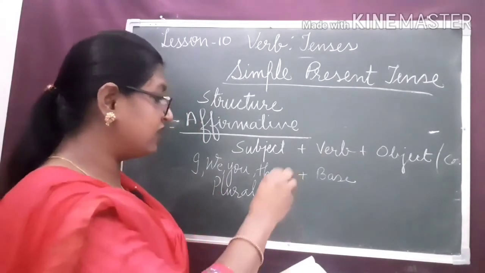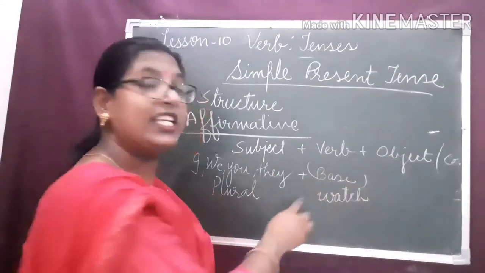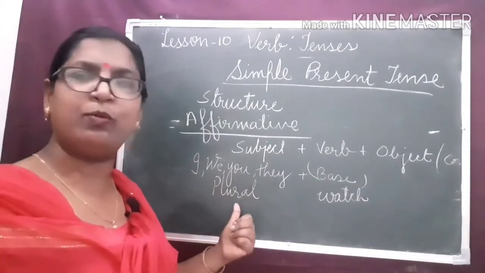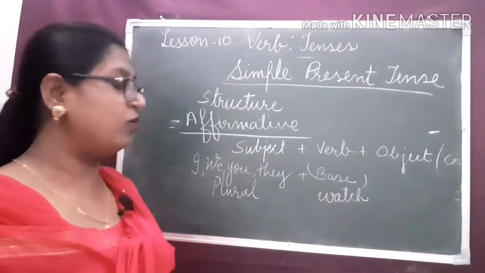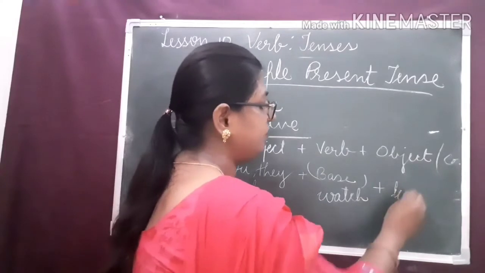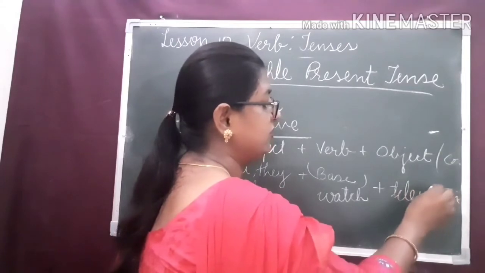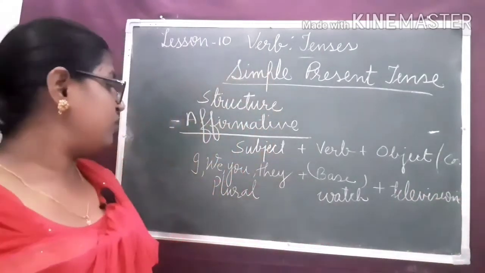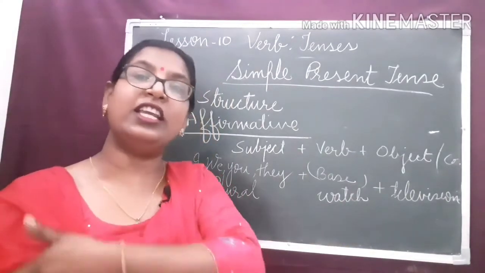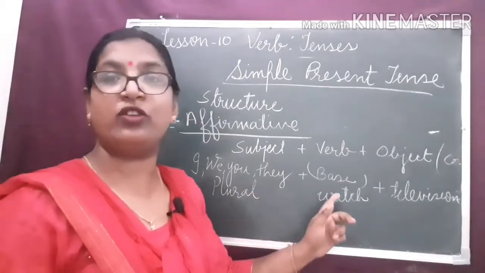For example, we take the verb watch. We use base form of the verb. If the subject is I, we, you, they or any plural subject, we use base form of the verb. Then comes the object or complement. So, the sentence can be I watch television.